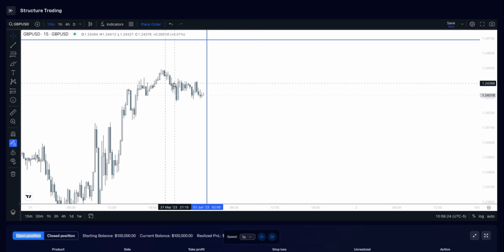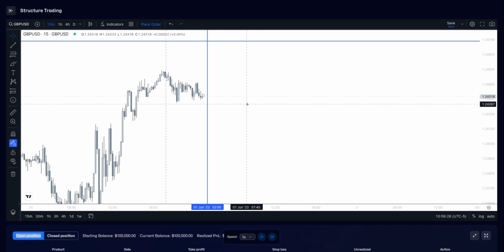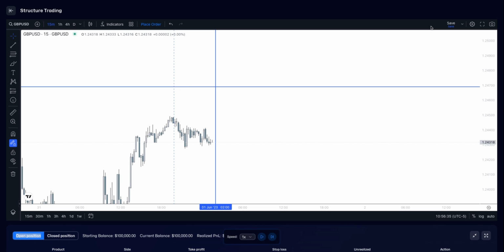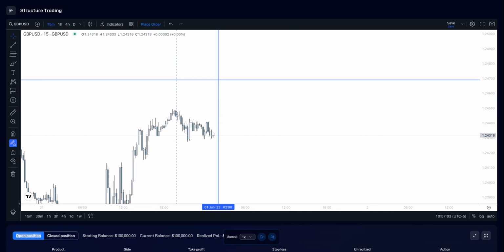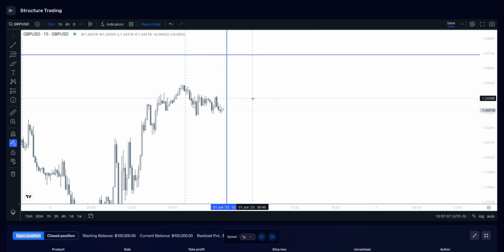So Frankfurt open, Asia was consolidated. So we already can potentially see that we'll get an accumulation manipulation, most probably because our drawn liquidity is towards the upside. Okay, so potentially we have then a drawn liquidity towards the upside.